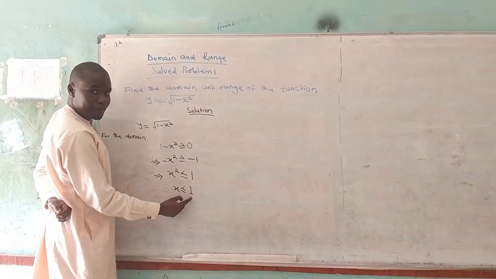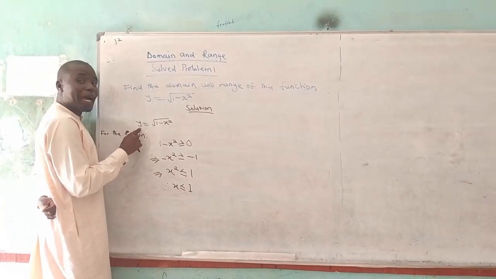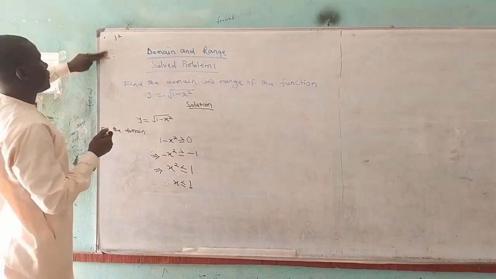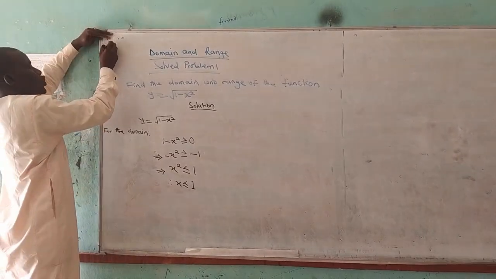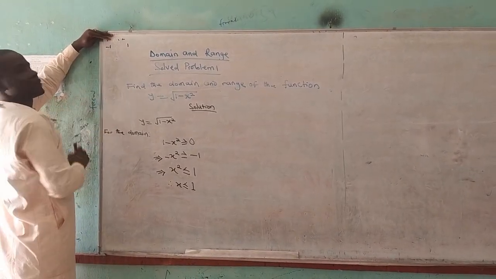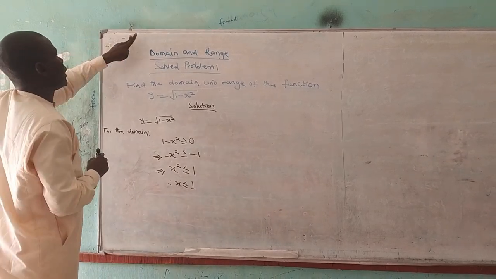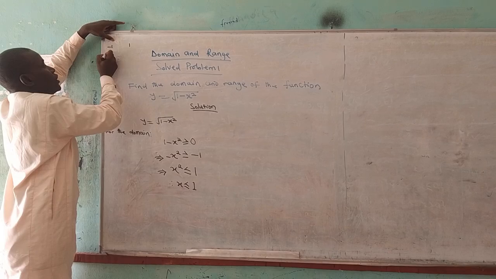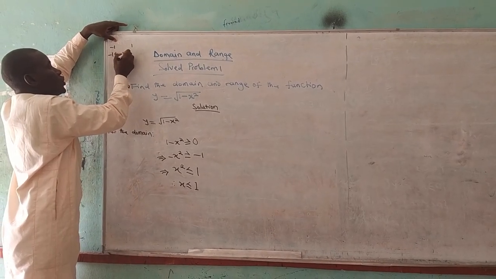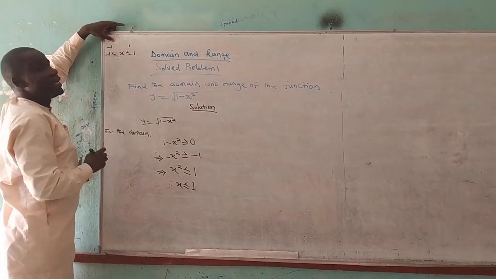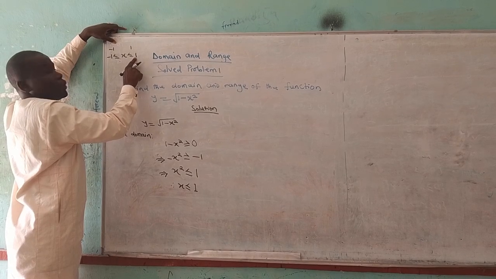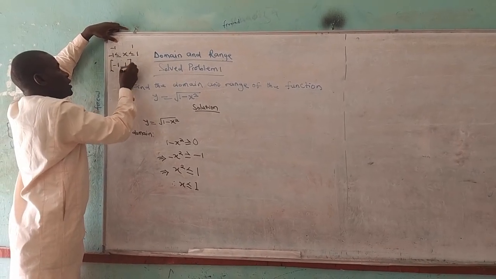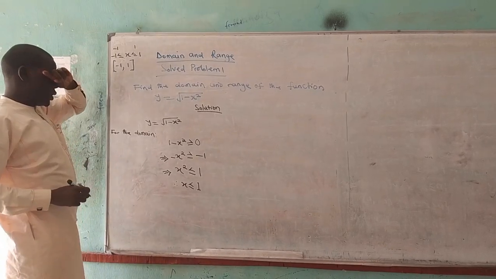in this interval for which y has real values are from minus 1 to 1. We say this is minus 1 less than or equal to x less than or equal to 1. That is, we start from minus 1 to 1. Or we just write it like this: minus 1, comma, 1. It is all the same.